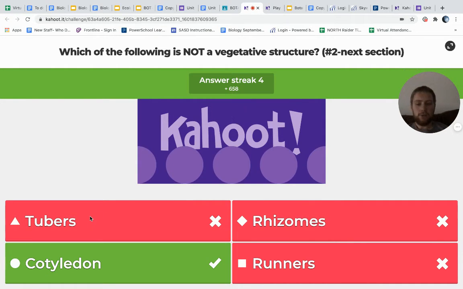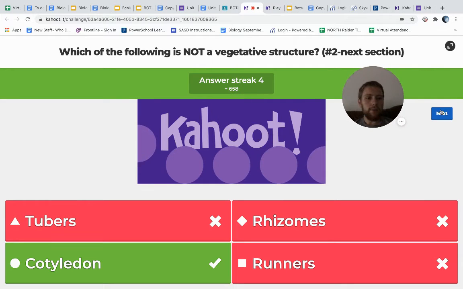All right, so tubers are vegetative structures. They hold nutrients. Rhizomes are vegetative structures. They allow for new growth and propagation horizontally away from where the original plant is. And the same with runners. Runners and rhizomes are very similar. Okay, so that's number 4.